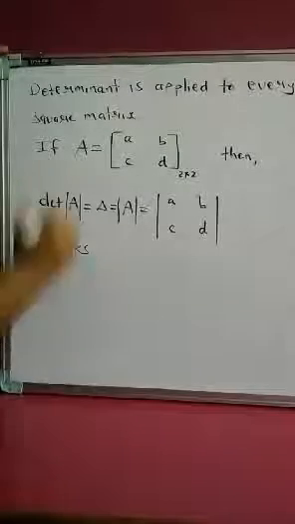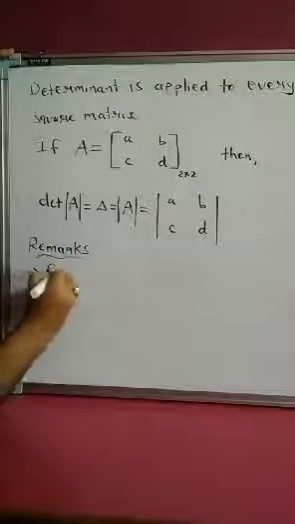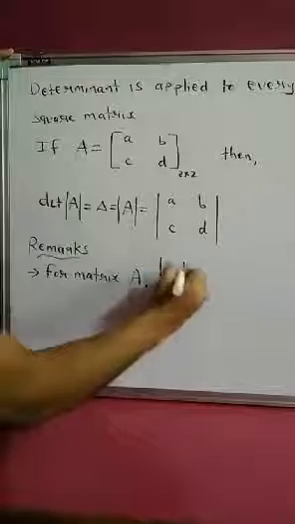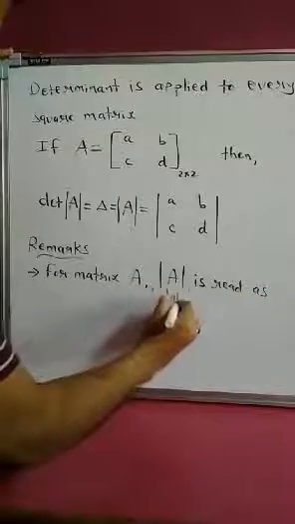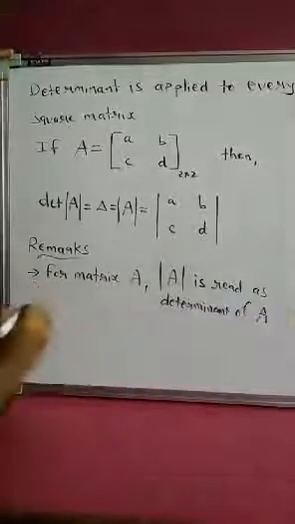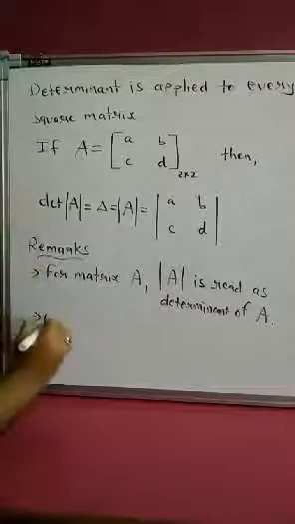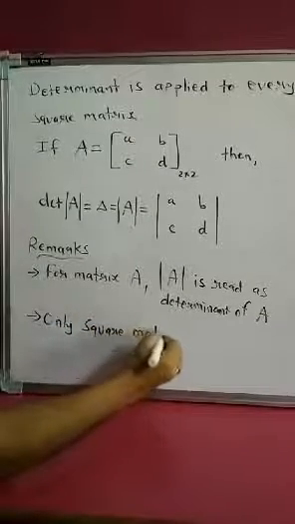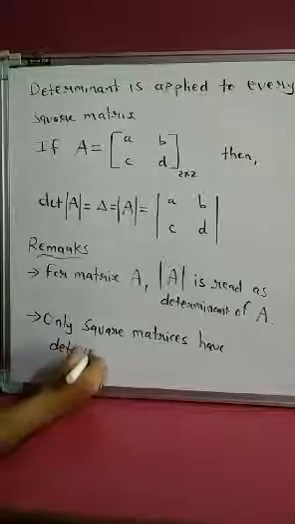Remarks. First one, that is, for matrix A is read as... Second thing, only square matrices, only square matrices have determinants.